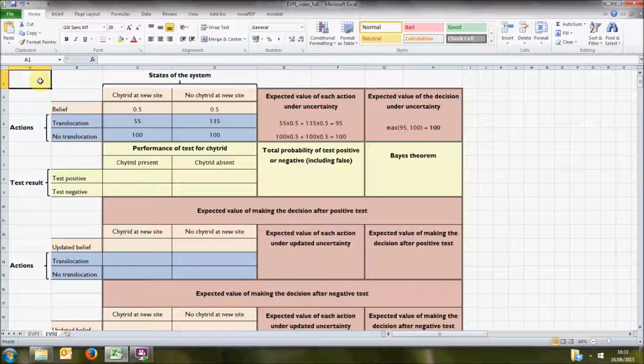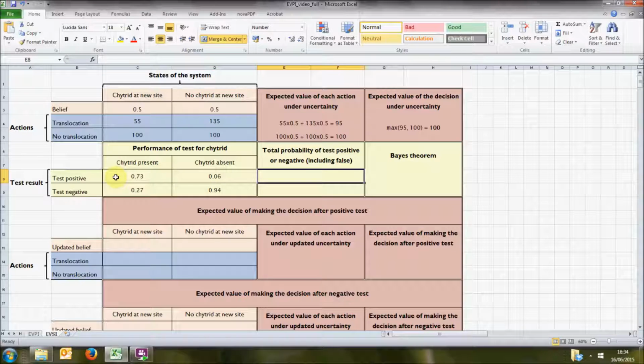Now, the probability that the test correctly identifies chytrid if it is present, so the sensitivity of the test, is 73%. And therefore, the probability of a false negative is 1 minus sensitivity, so 27%. And the probability of correctly classifying a negative test, the specificity of the test, is 94%. And therefore, the probability of a false positive is 1 minus specificity, 6%.